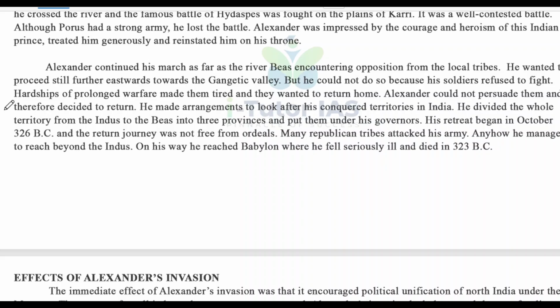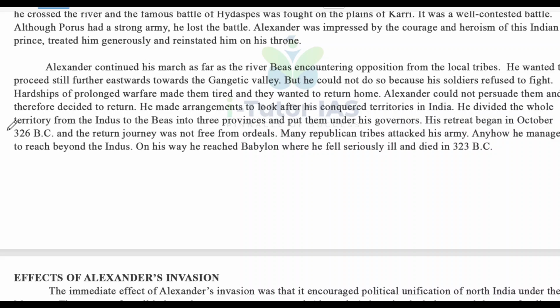Encountering opposition from the local tribe, he wanted to proceed still further eastward towards the Gangetic Valley, but he could not do so because his soldiers refused to fight. The hardship of prolonged warfare made them tired, and they wanted to return home. Alexander could not persuade them, and therefore decided to return. He made arrangements to look after his conquered territories in India. He divided the whole territory from the Indus to the Beas into 3 provinces and put them under his governors.